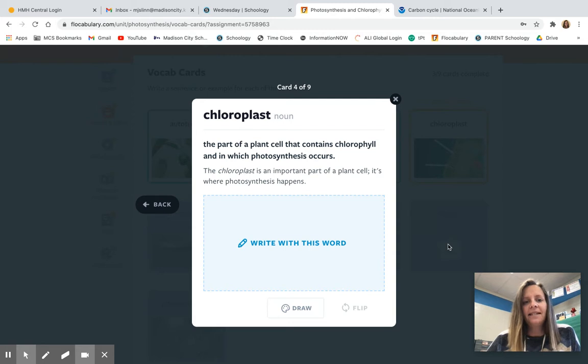A chloroplast is the part of the plant cell or the structure that contains chlorophyll and in which photosynthesis occurs. So this is actually that packet part that I was talking about. Sorry, I misspoke before. The chloroplast is a little packet inside the leaf that holds the chlorophyll.